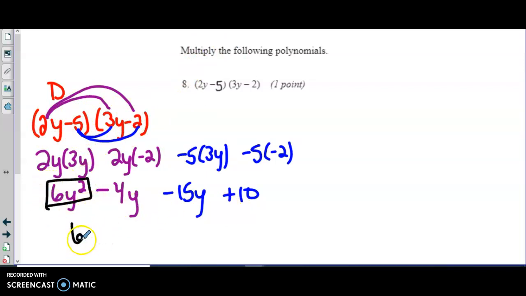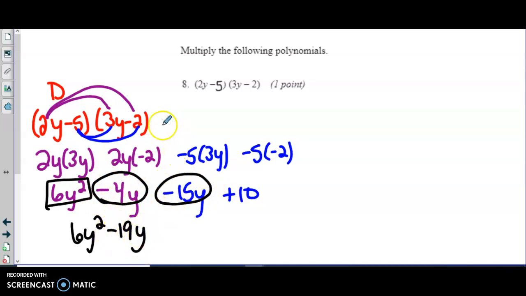I have a y squared here and no other y squared, so that one I just write down. Then I have a minus 4y and a minus 15y. I could combine those, and that would give me a negative 19y. Now notice when you're multiplying y times y, it becomes y squared. But if you're adding y plus y, that just gives you 2 y's. So this does not become y squared. I am just combining them. I have negative 4y's minus 15y's is negative 19y's. And then we'll just bring down our plus 10.